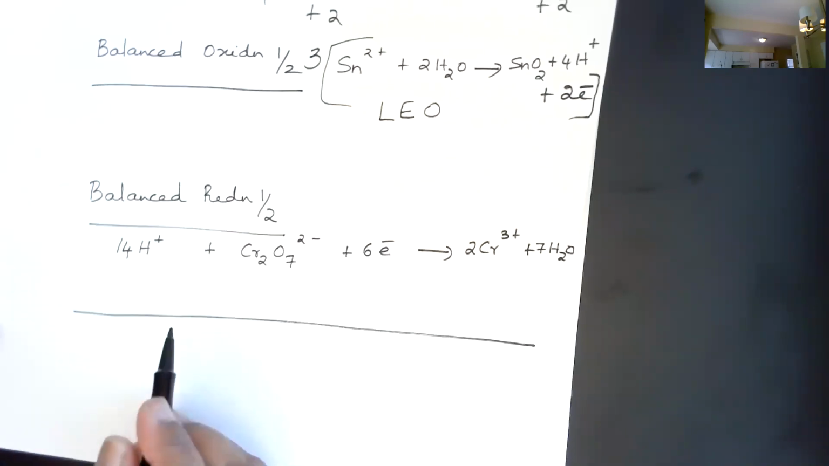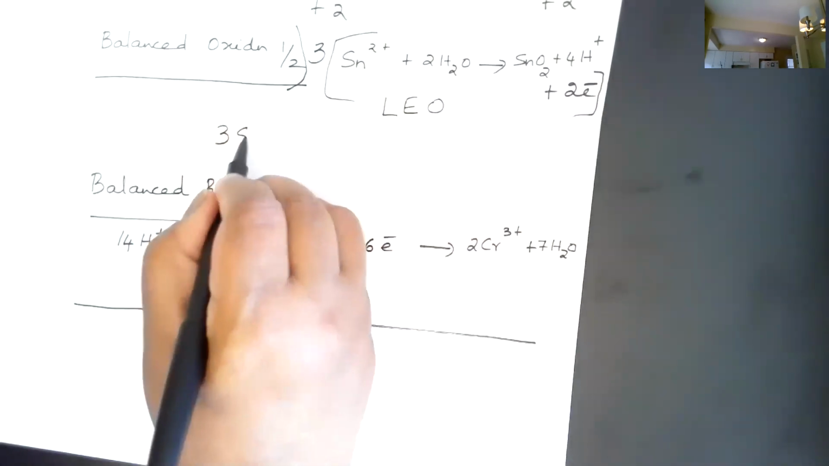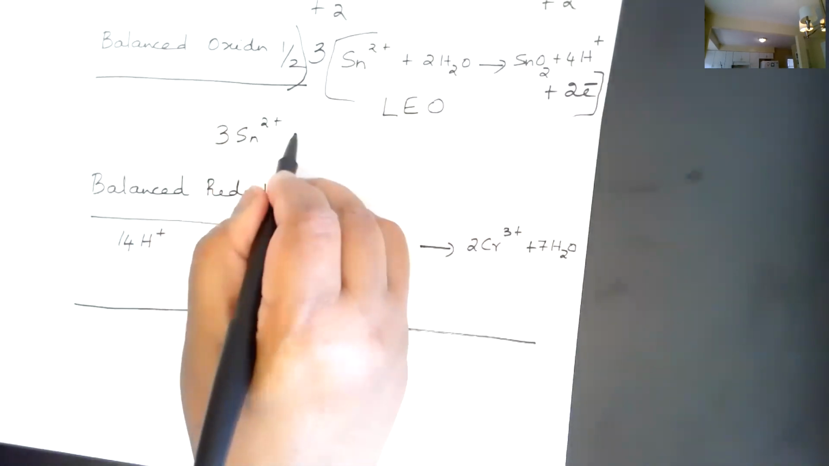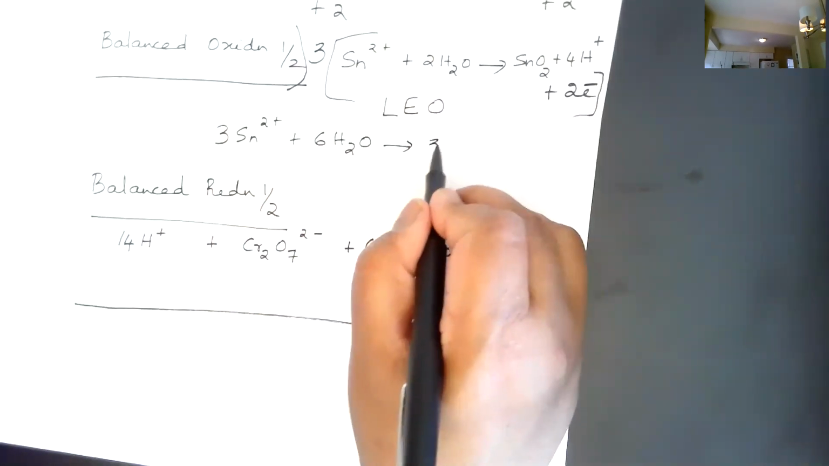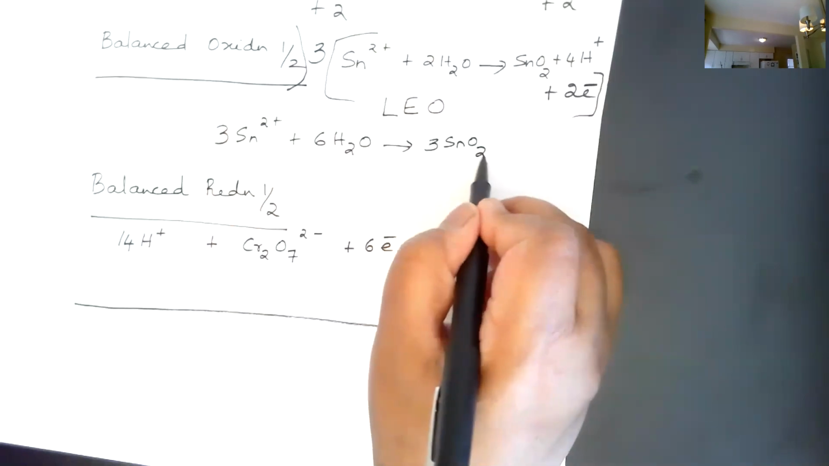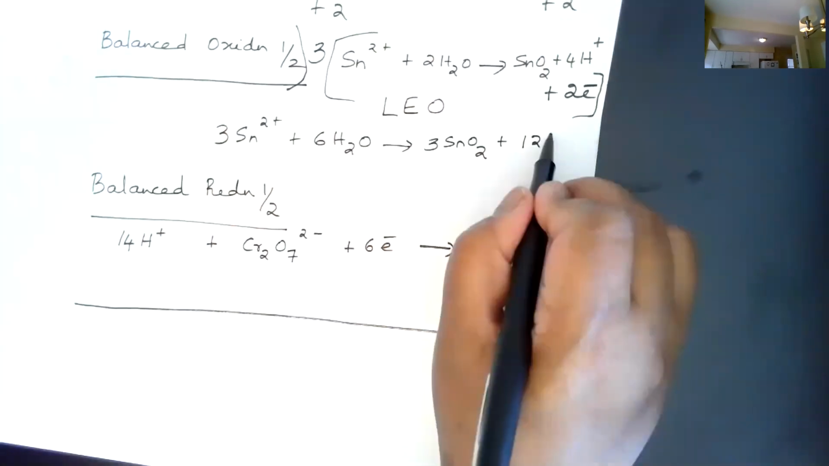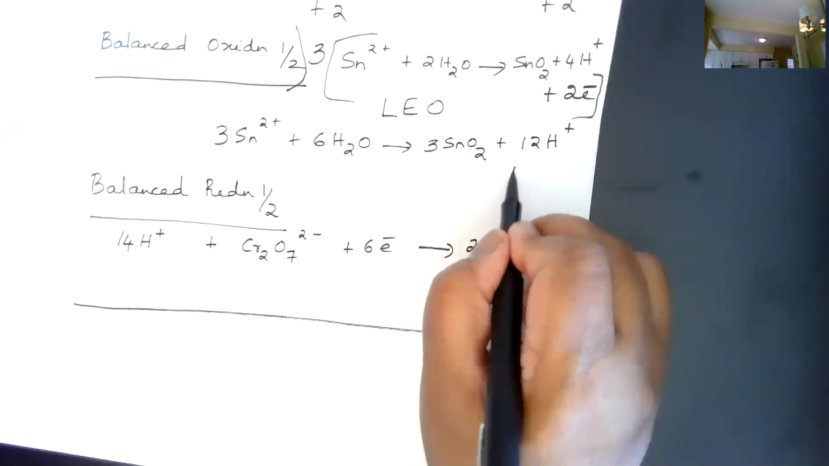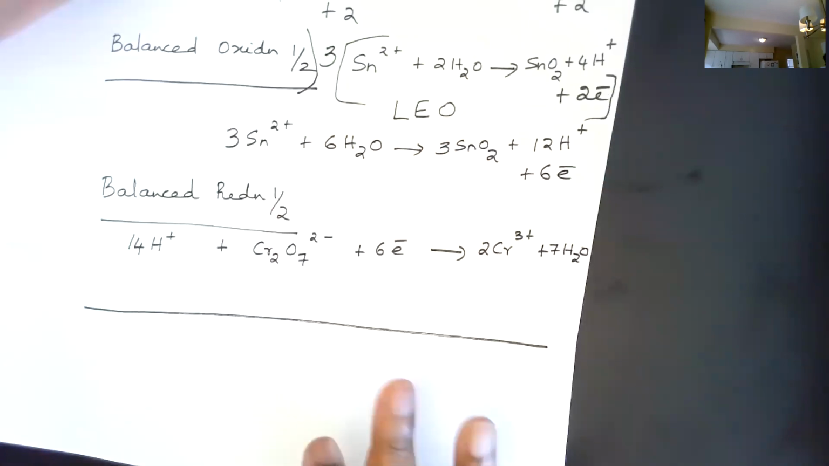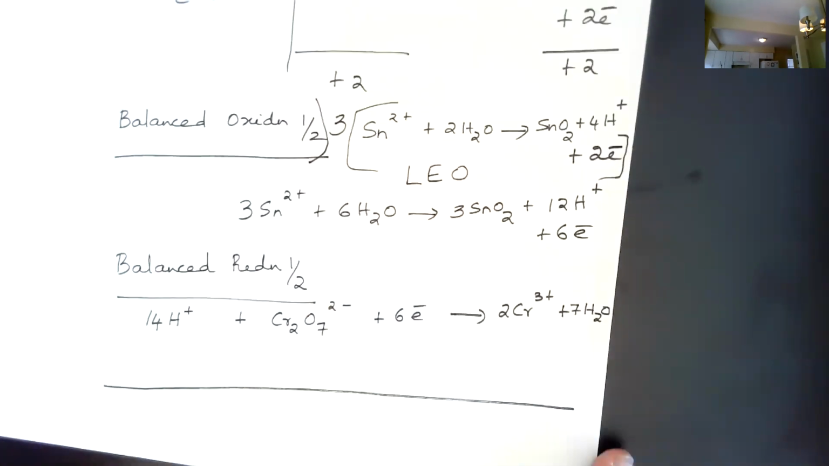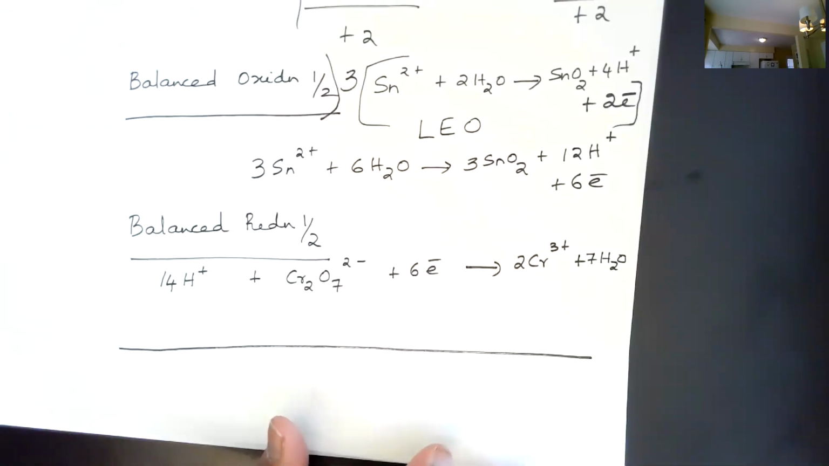So what do you have? This is 3 SnO2 plus 6 water, giving 3 SnO2 plus 12 H+, right? Plus 6 electrons. Now we will be able to also consolidate all the water and everything.